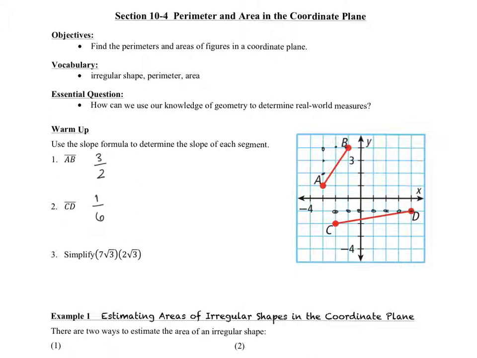And for simplifying radicals, we can multiply the outside numbers. So 7 times 2 is 14. Radical 3 times radical 3 is 3. So this is really 14 times 3, which is 42.